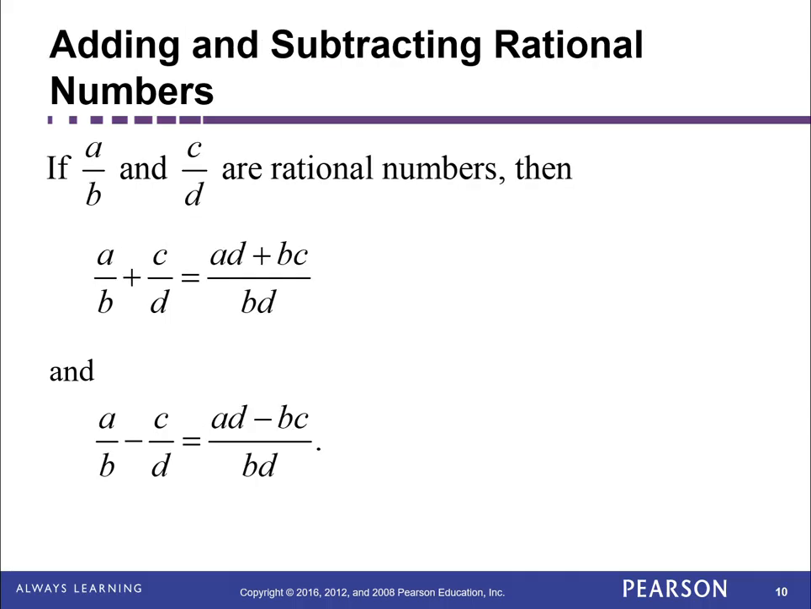So if a over b and c over d are rational numbers, then a over b plus c over d equals a times d plus b times c over b times d. And if we're looking at a subtraction case here, a over b minus c over d equals a times d minus b times c all over b times d. Essentially what we're doing here is we're working with fractions. And in order to add and subtract them, we need what's called a common denominator. That's all we're essentially doing here.